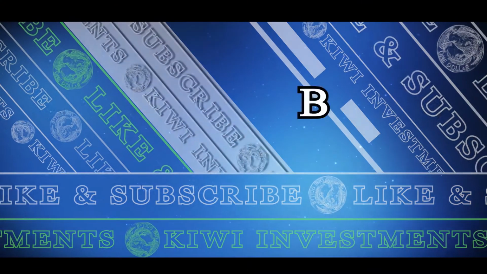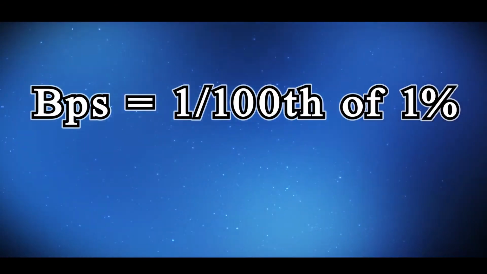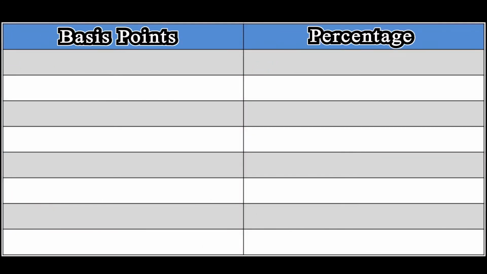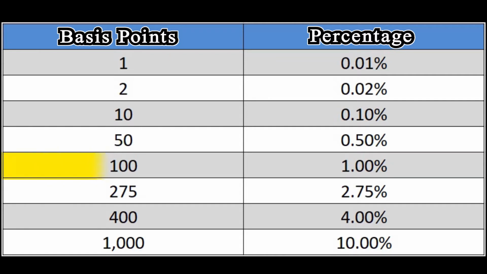A basis point is 1/100th of 1% or 0.01%. And if you have a look at this table here, you will see that 100 basis points equals 1%. So 1 basis point equals 0.01%. If someone said 2 basis points, that would mean 0.02%. So 10 basis points equals 0.1%, and so on to whatever you want.